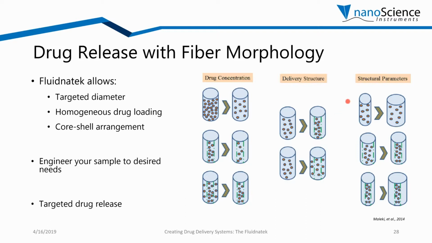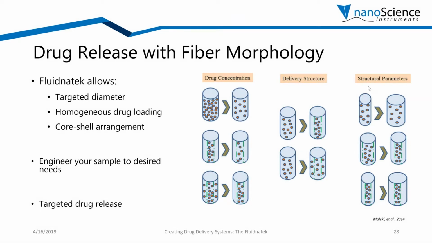And then we also have structural parameters. We can control drug delivery based on how the fibers are, like if the fiber diameter is smaller versus bigger. If the fiber diameter is smaller, the drug delivery is going to be faster as opposed to the one with larger fiber diameter.